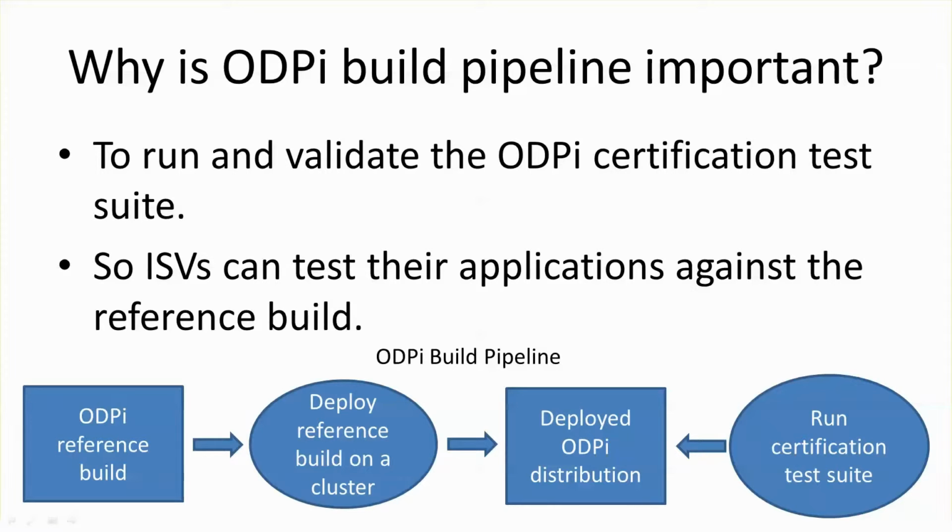First in the pipeline is the ODPi reference build. Once a repository is created from this, it gets deployed onto a cluster. Then the final step is running the certification test suite on the installed ODPi distribution.